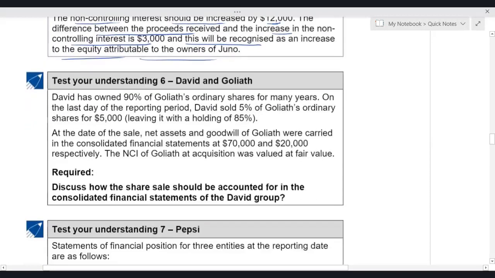Look at this. Discuss how the share sales should be accounted for in the consolidated statement of financial position of the David Group. David Group, okay.